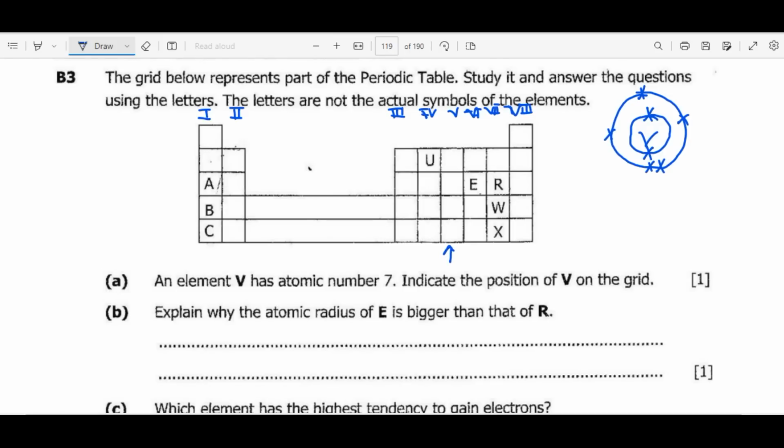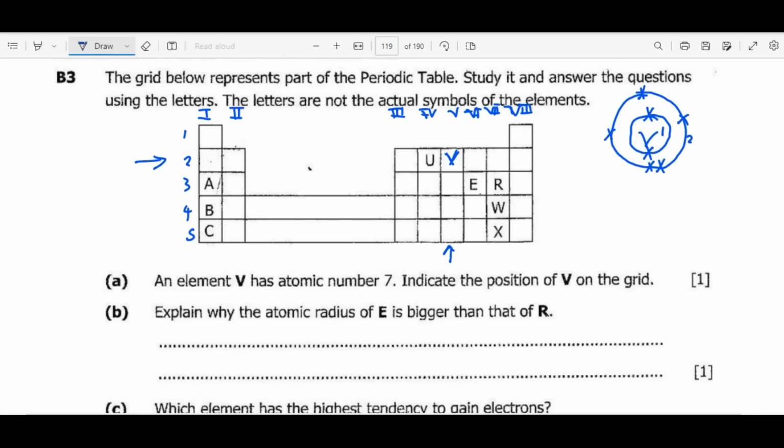So we have identified the group, then we need to identify the period. So it's like we are plotting the group comma period. So this is the period 1, 2, 3, 4, and 5. So because we have 2 shells, shell 1, shell 2, this is in period 2. So in period 2, then group 5 is here. So this is where our V is, because this one corresponds to period 2 and group 5 of the periodic table.